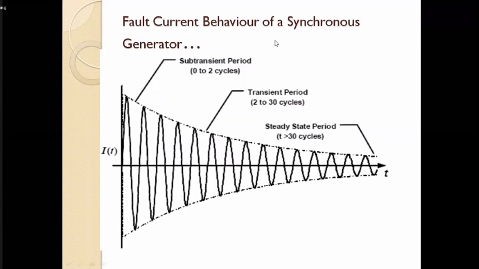From 30 cycles and above, we have the steady state period. The response is trying to gain stability, trying to settle in steady state, going toward 0. Now you can see the magnitude. This is the positive sequence. The magnitudes are equal. You can see from here to here, it's equal from here to here. So the magnitudes are equal in the positive sequence.